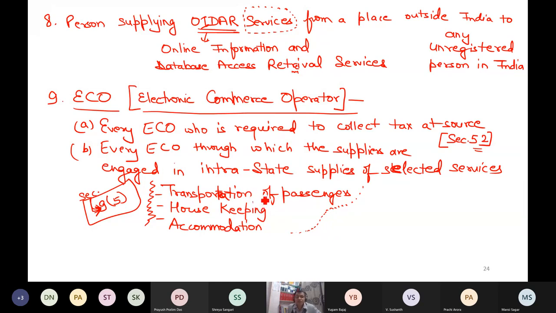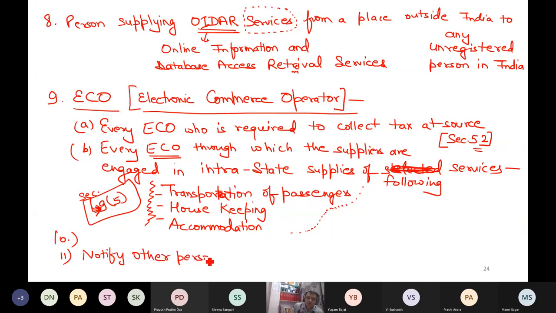If these people are not registered, this was also mentioned. Anyhow, not in detail right now, but for the time being, every ECO through which suppliers are engaged in intrastate supply of the following services, then in this case also ECO has to take registration. The 10th point and 11th, two more are left. The 11th is that anytime government can notify other persons also, who will be compulsorily liable to take GST registration.